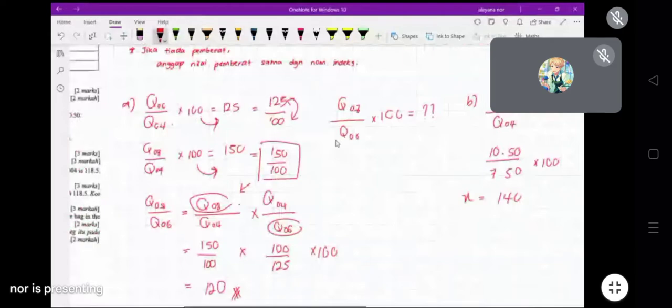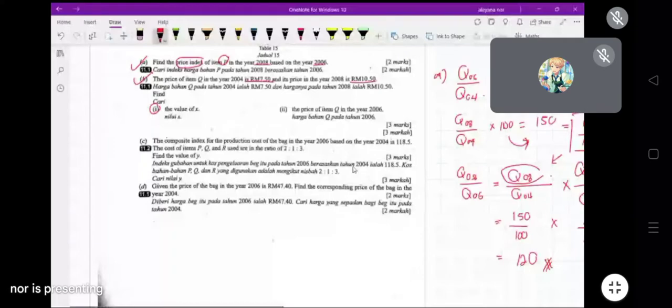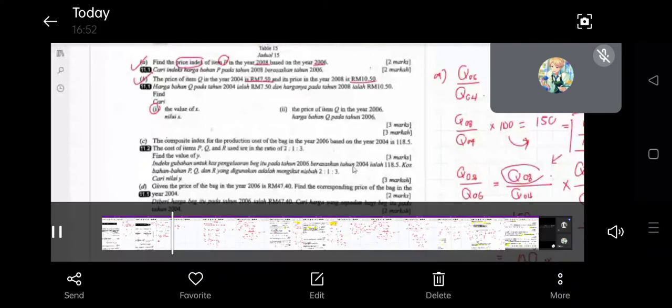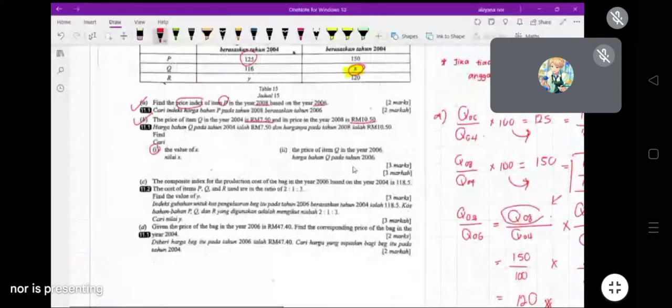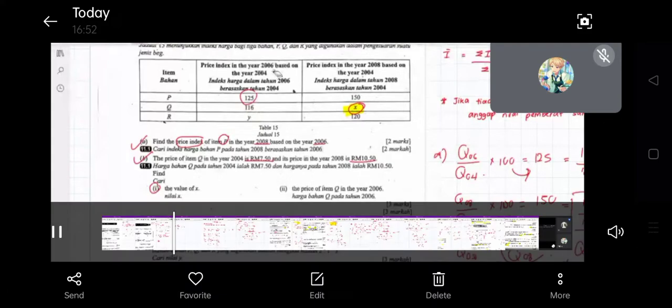Please see the jadwal. This is only a voiceover because of the Google Meet problems. Alright, then next we're going to see B2, which is about the price of item Q in the year 2006. You see the Y over there? She actually did it just now. So we have to find that.